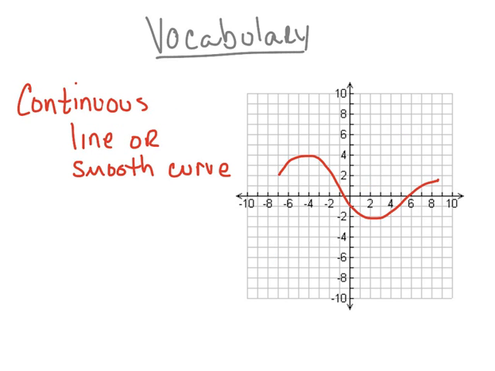Next term we have is continuous. Continuous is just the opposite of discrete. Now we're talking about points that are connected, usually making a line or a smooth curve. Alright, so continuous means that we have a line or a smooth curve. Points that are connected.